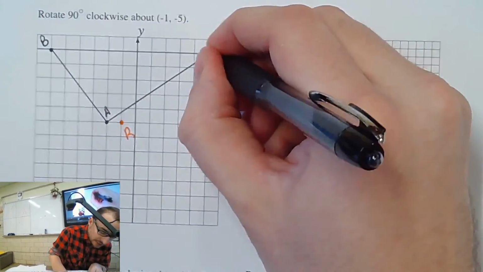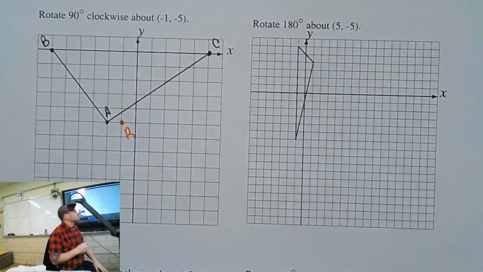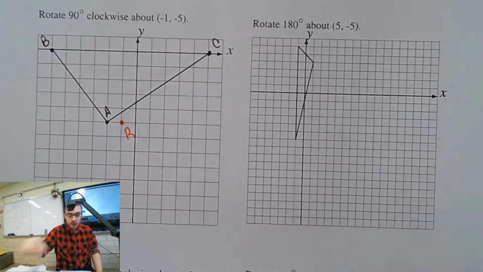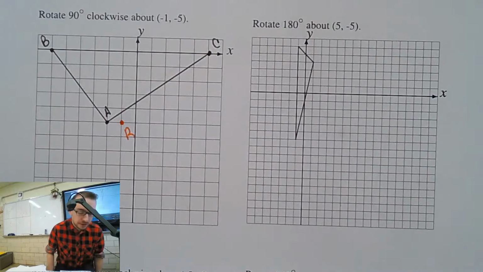Let's call this A, B, and C, like that. Does it matter what you call them? No, as long as you're consistent. Stay with me. That way we can all talk about the same stuff, right? That's why mathematicians label stuff to begin with, so we can all communicate.